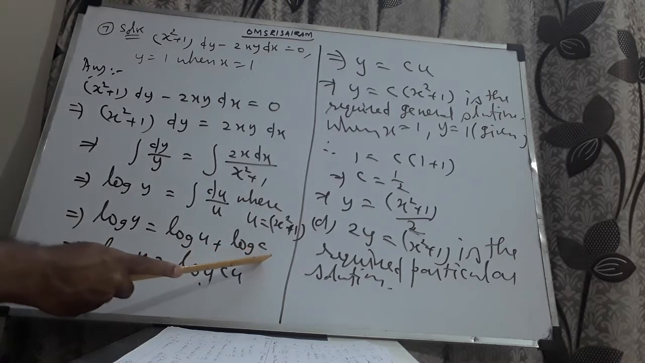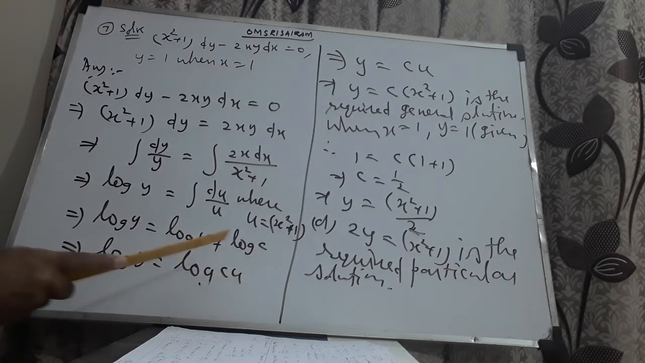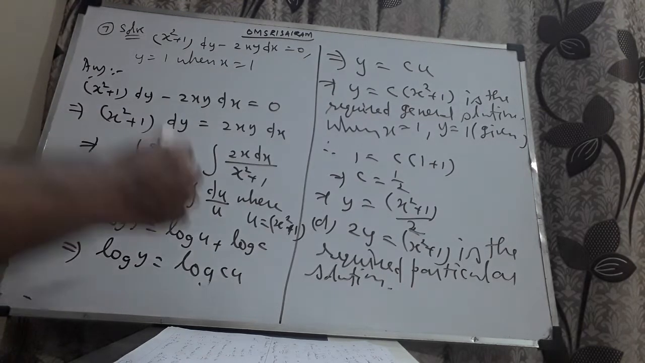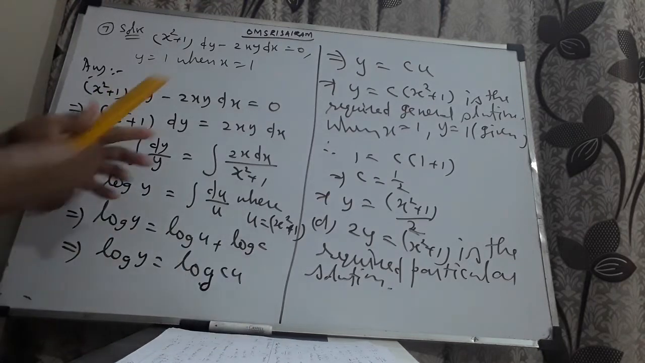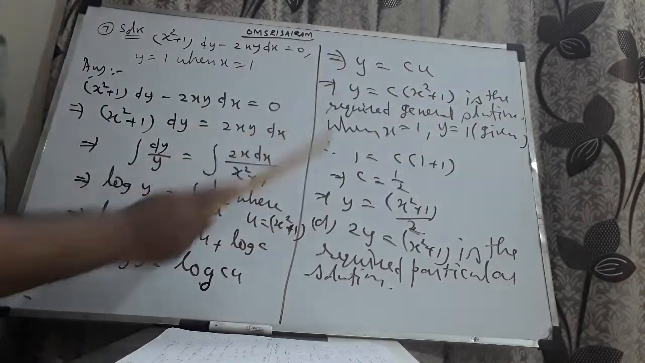Log y is equal to log u plus log c. Log y is log cu by product rule of logarithms. We should not cancel log. Remember carefully, we should not cancel out log. We are supposed to just equate the quantities. For y is equal to cu, y is equal to c into (x square plus 1) is the required general solution.